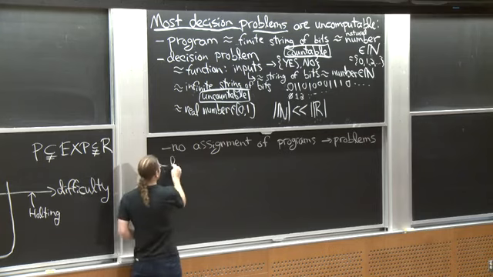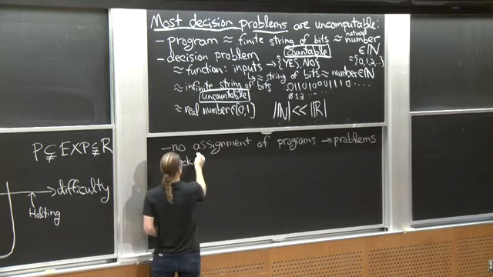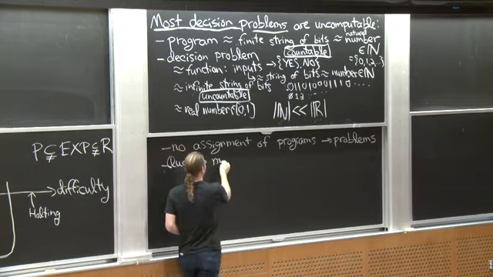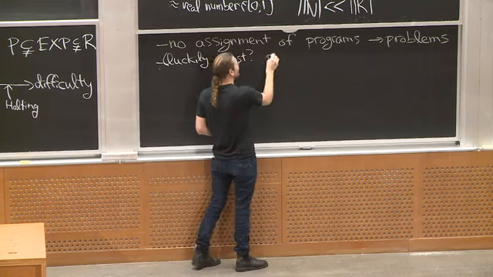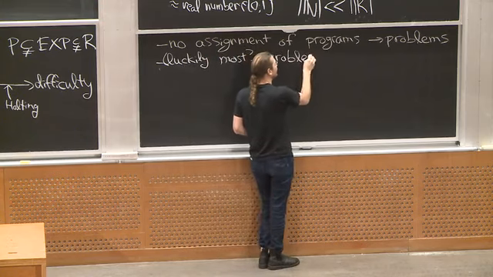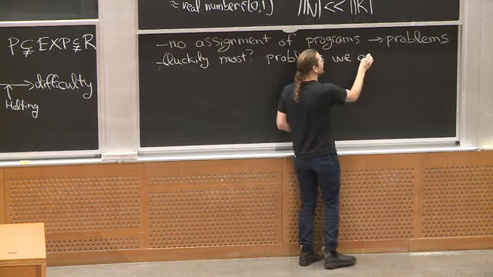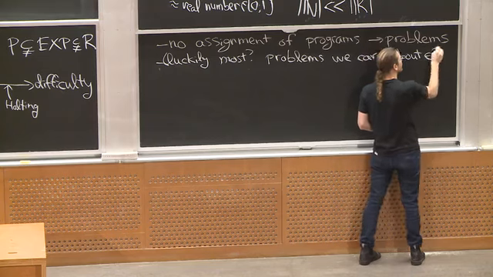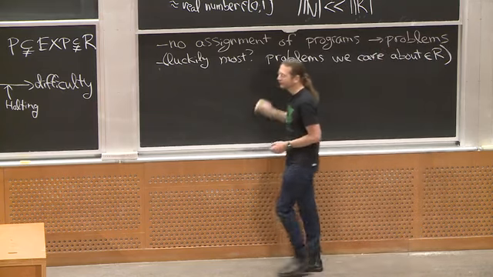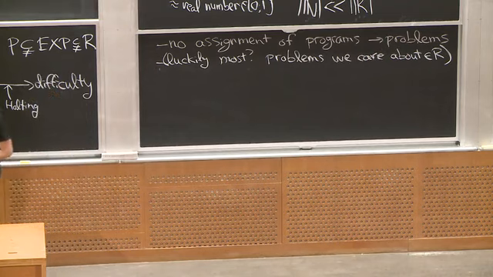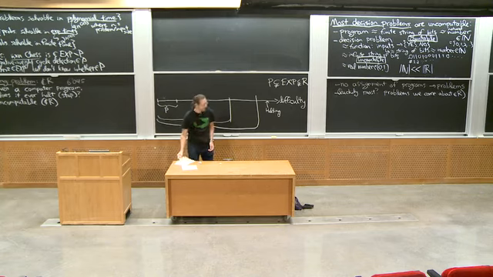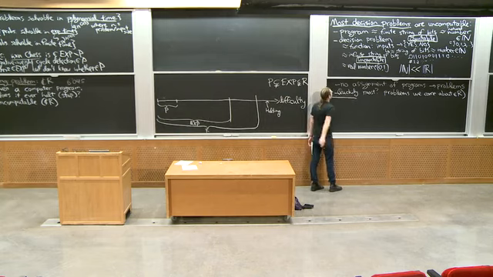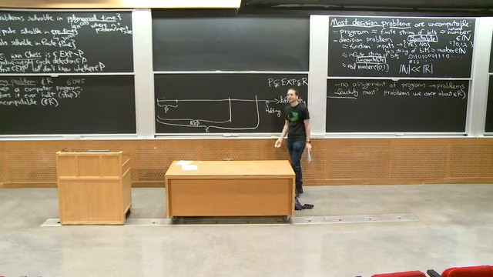Sort of luckily, most problems we care about are in R. I don't know why. This is sort of a mystery of life, but it's good news. Or it's why we keep persevering, trying to solve problems with algorithms. Because when we state problems, the statement tends to be small?